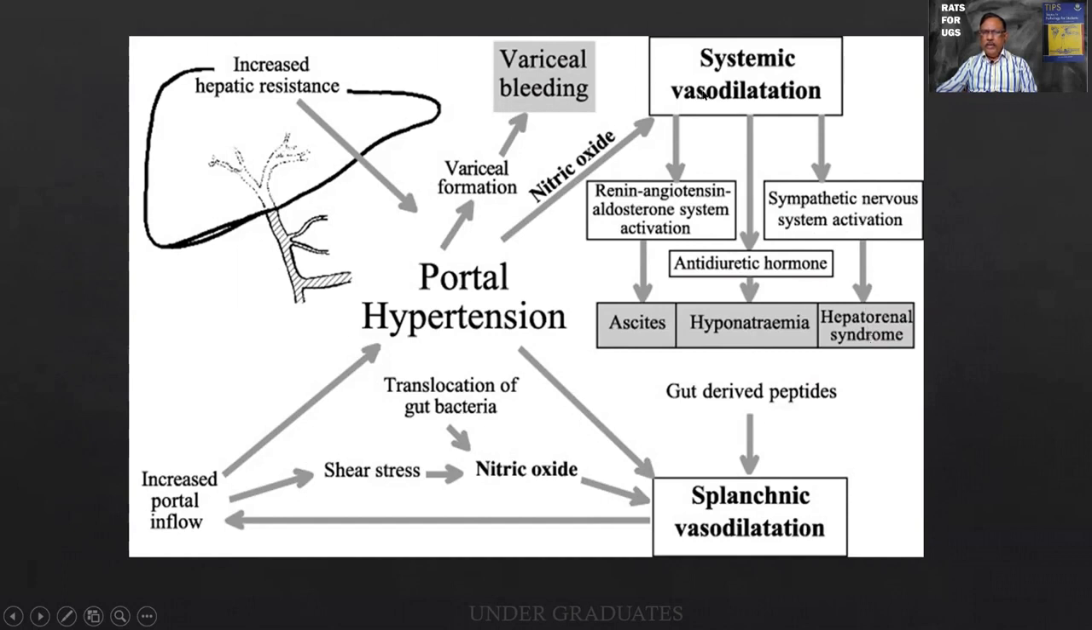So this is a very important clinical picture. You people can make use of it for your medicine also. A lot of causes are there. Portal hypertension by itself is a question, and it shall be dealt with or has already been dealt with.